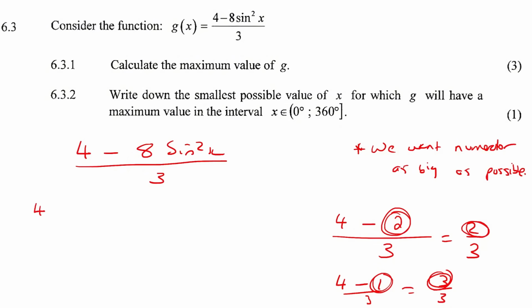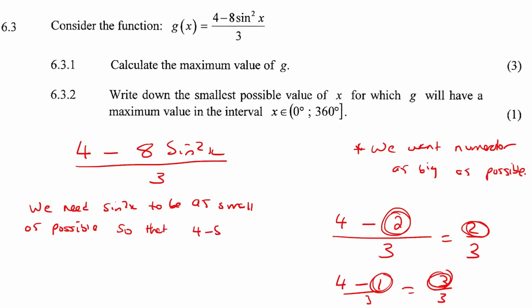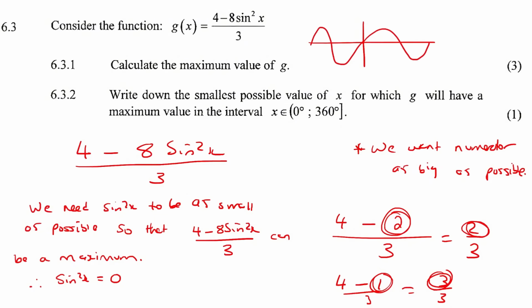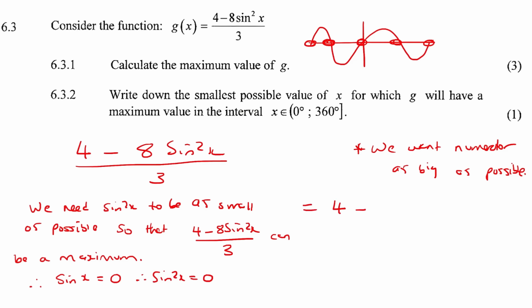So let's just say we want sin squared x as small as possible, so that 4 minus 8 sin squared x over 3. So therefore, we're going to let sin squared x be 0. Because a sin graph, look at a normal sin graph, does it ever reach 0? Absolutely, quite a few times. So if we could make sin x equal to 0, then sin squared x would also be 0. So then we're going to end up getting 4 minus 8 times 0 over 3, which is just going to end up becoming 4 over 3.